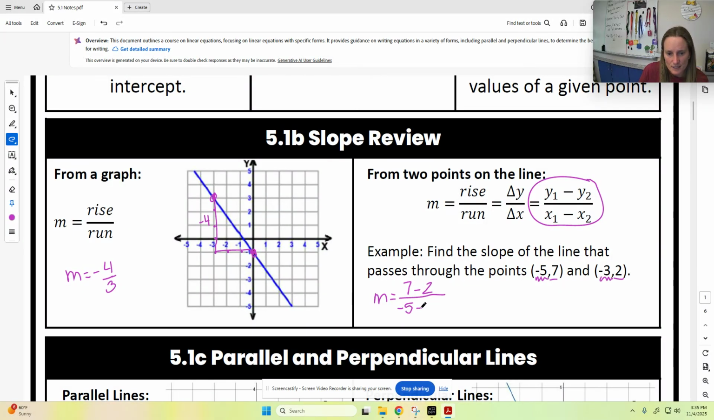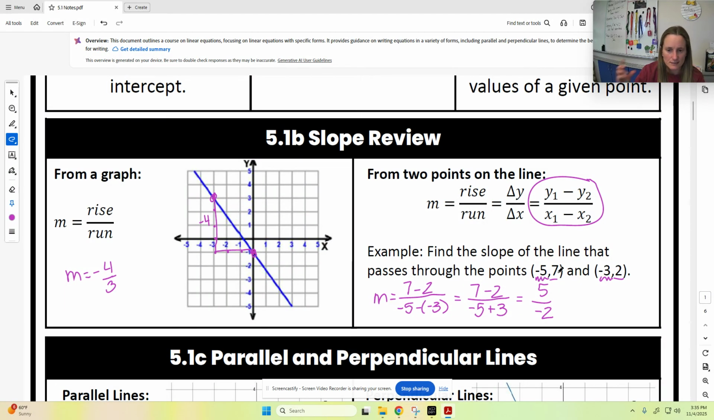Finding slope is going to make us rely on knowing our integer rules. For example here, anytime I subtract a negative, that is going to turn to addition. So this is going to be -5 plus 3. On the top, it's 7 minus 2. There are no integer rules I need to apply there. Now we can simplify. 7 minus 2 is 5. -5 plus 3 is -2. And again, I always want to double check, can I simplify that fraction? In this case, I cannot. So that is a quick review of slope.